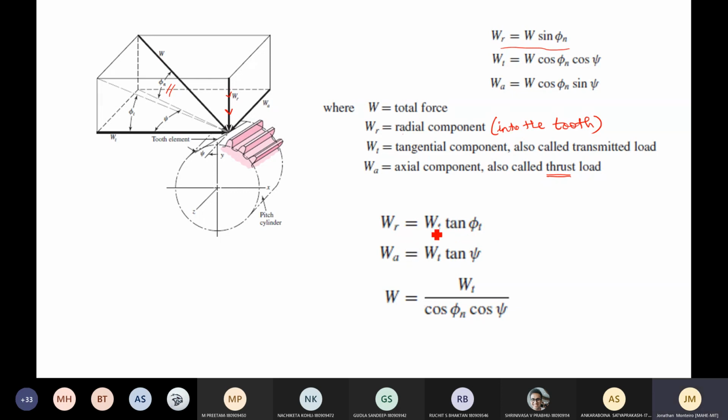Further, if we want to write one in terms of the other, that is, if you want to write WR in terms of WT, you have WR is equal to WT tan of phi t. It's just one more derivation from the earlier formula. And for WA and WT, the relationship is WA equals WT tan psi, or tan of the helix angle, and W is equal to WT by cos phi n cos psi. So these are all the different relationships that you are going to use.